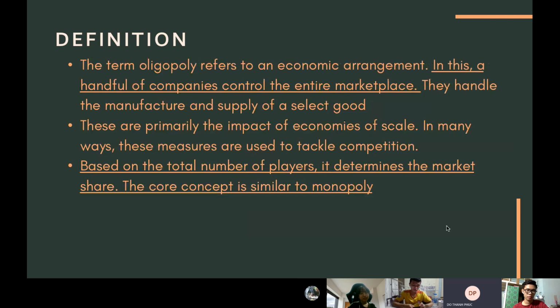To sum up, the definition is that oligopoly is when a handful of companies control the entire market, and it's based on the total number of players, and it determines the market share. The control concept is similar to monopoly as I talked about.